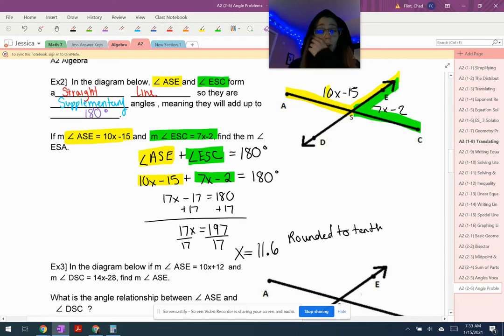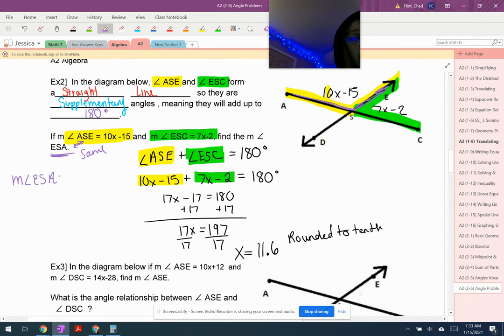Okay, so next we need to answer the question. The question was asking me to find the measure of angle ESA. So ESA, oh, that's just the yellow angle written backwards. So those two angles are the same. So the measure of angle ESA is equal to 10x minus 15. And I'm using that 11.6 as my x, which, if you end up with a problem that gets you a weird answer like that, that's not normal. You shouldn't be doing that.